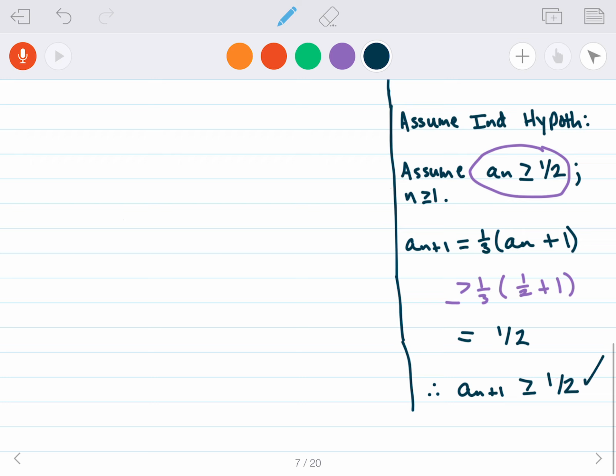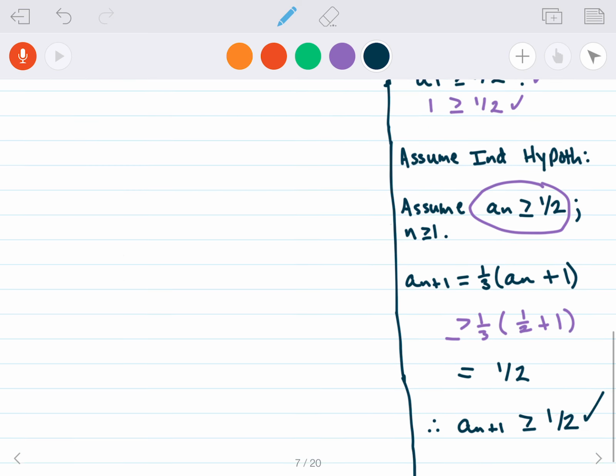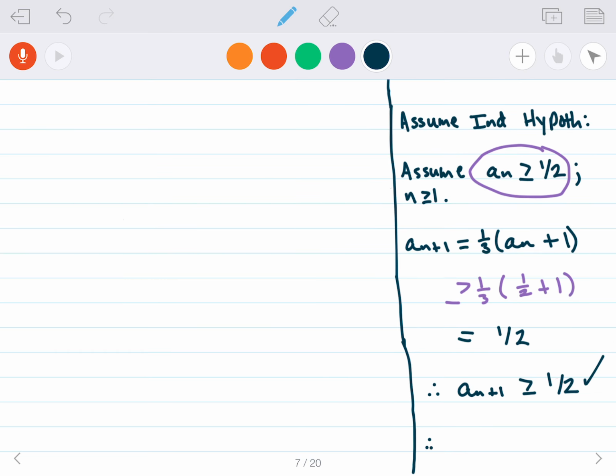Alright, so we've shown that we have this domino effect by induction. So, for any little n, a sub little n is going to be bigger than or equal to 1/2. So that means that a sub n is bounded below by 1/2.